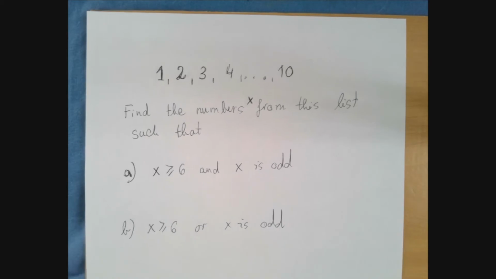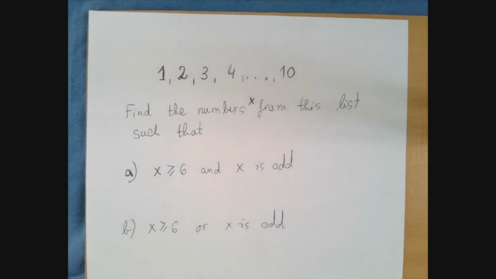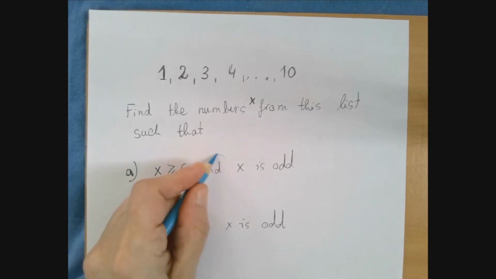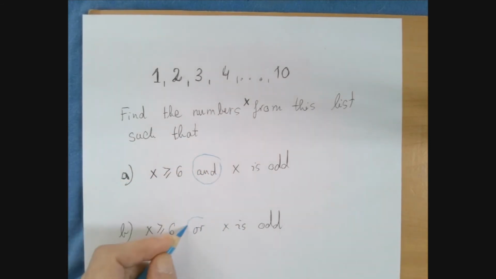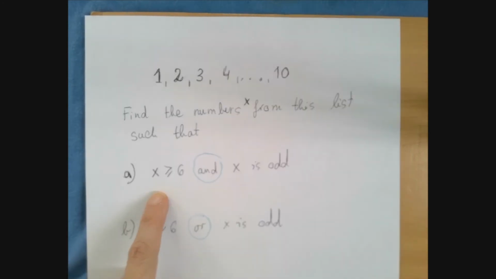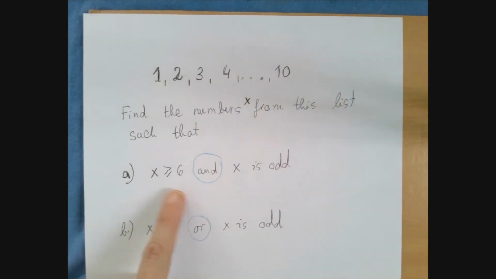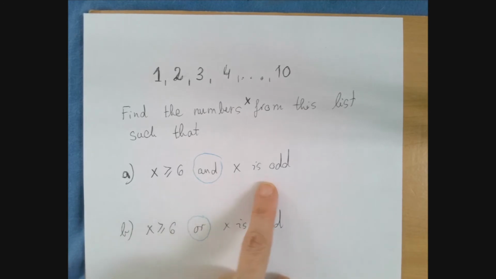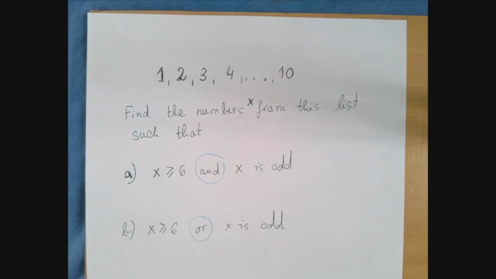Okay, so this problem is really about the words "and" and "or" as they are used in mathematics. We have these 10 numbers and we have to find all the numbers among these 10 that satisfy A and B. Notice that the two statements are identical, it's just a word in between them. This says "and" and this says "or." Part A says we have to find all the numbers that are greater than or equal to 6 and that are odd.